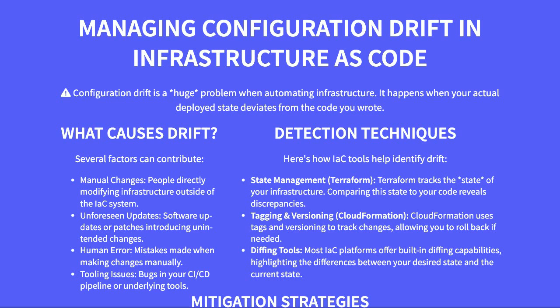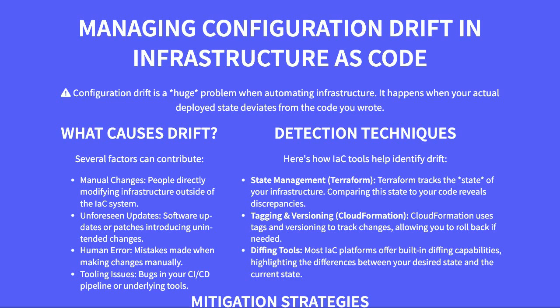Fortunately, Terraform and CloudFormation have built-in capabilities to help us detect drift. Terraform tracks your infrastructure's state so we can compare that state to our code and spot any differences. CloudFormation uses tagging and versioning, which allows us to roll back if something goes wrong. And both tools offer different tools to show you exactly what's changed.